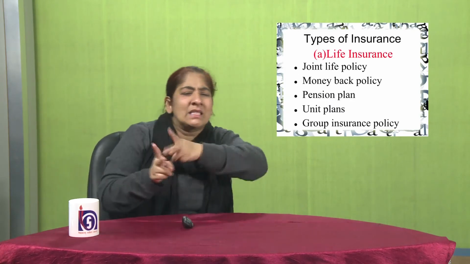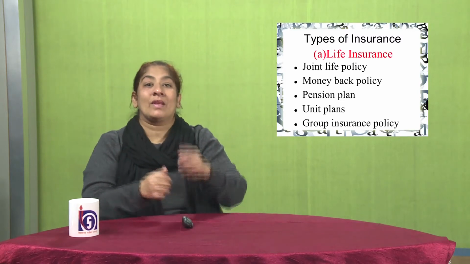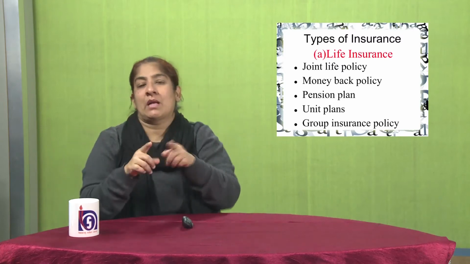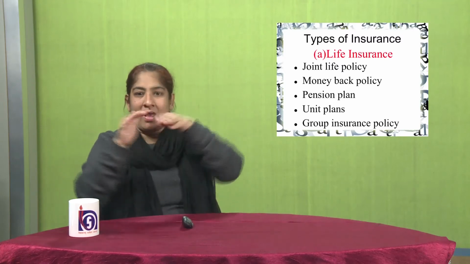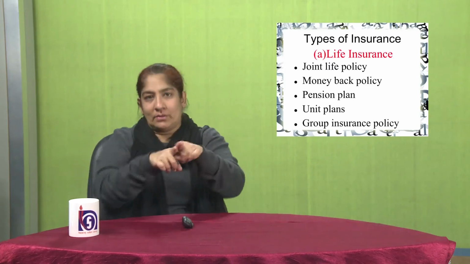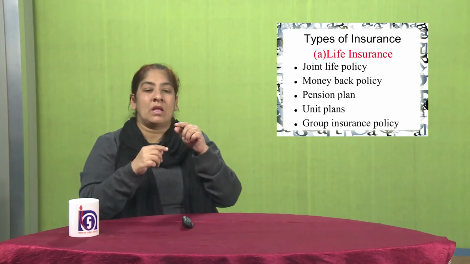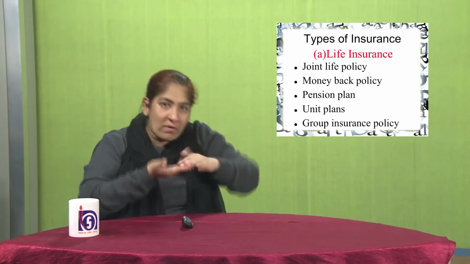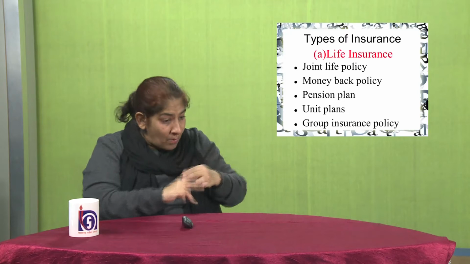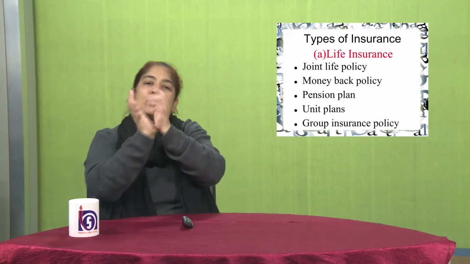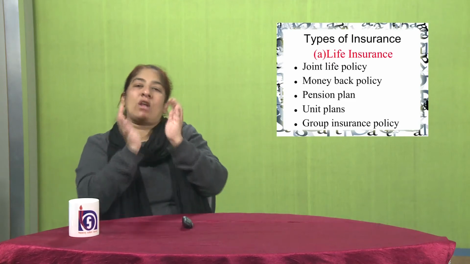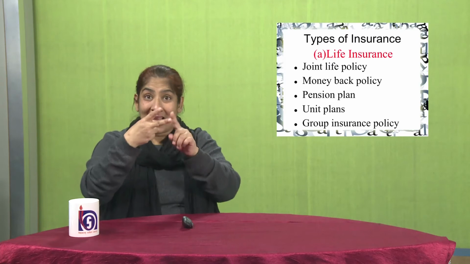Types of insurance. So, what are the types of insurance? First is life insurance. So, what is life insurance? Life insurance is like a joint life policy for family, for children, for parents, for anyone. It is like a joint life policy. If anything happens, there is always insurance that protects and claims.